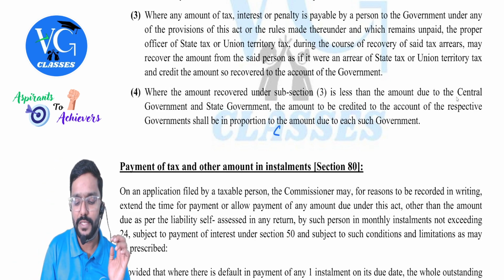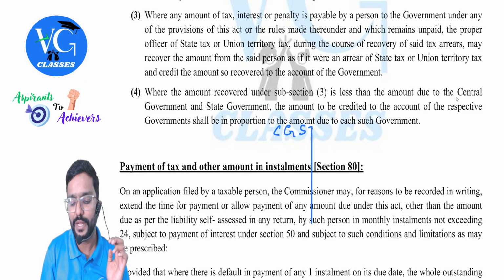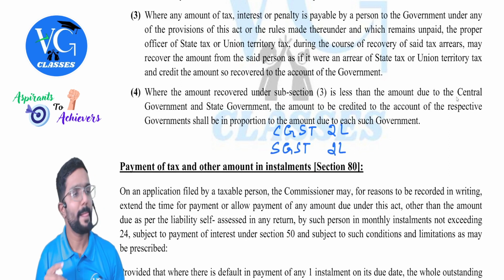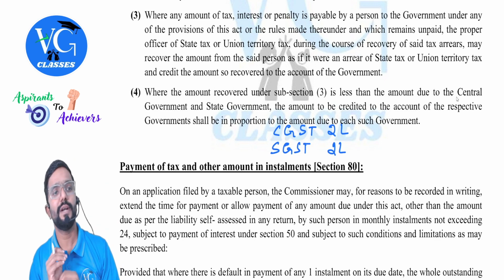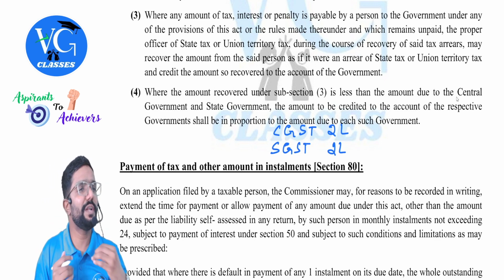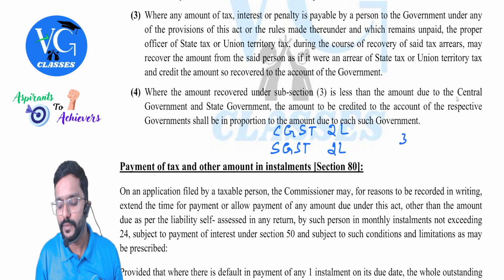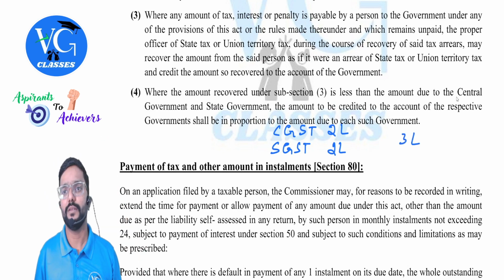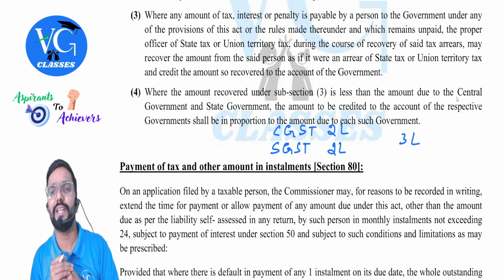The amount due was, assume guys, CGST 2 lakh was due and SGST 2 lakh was due. But now the state officer could recover maximum 3 lakh only. Only 3 lakh. Entire 4 lakh was not recoverable. Now who will get 3 lakh? Sir, first state will take 2 lakh and only remaining 1 lakh they will give to CGST.